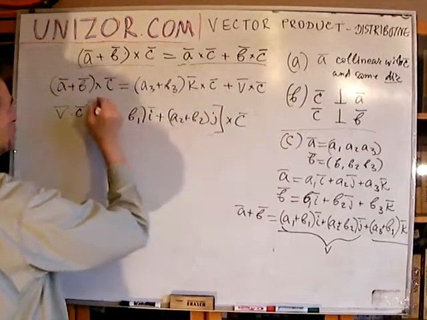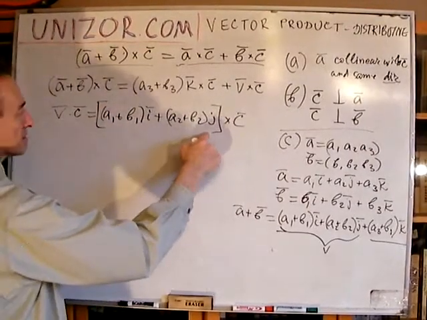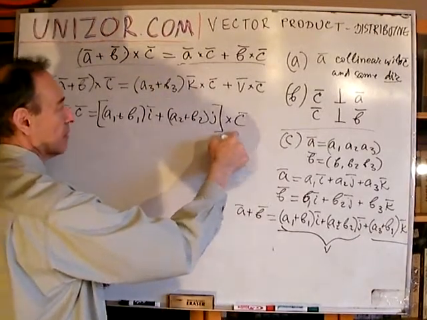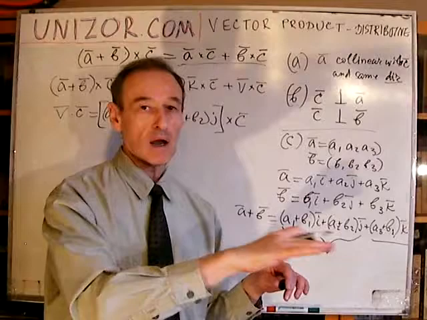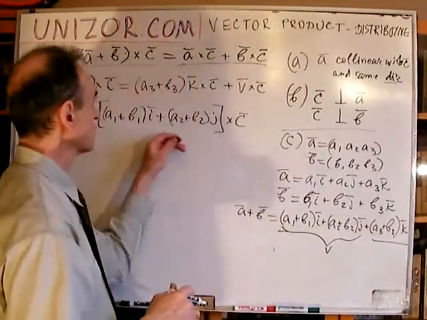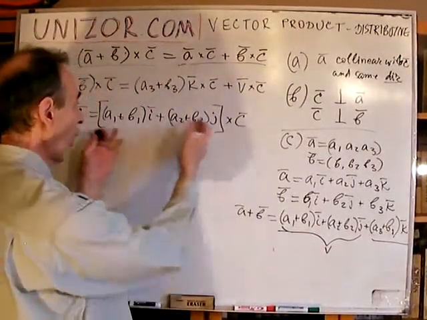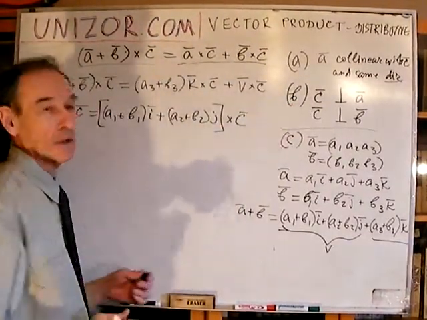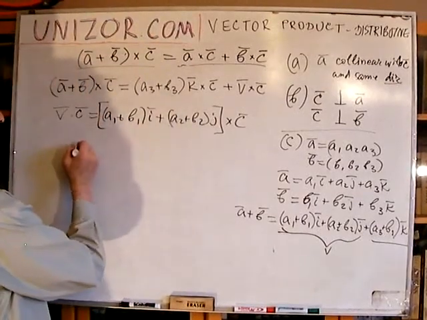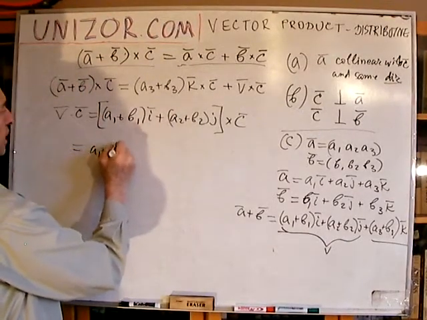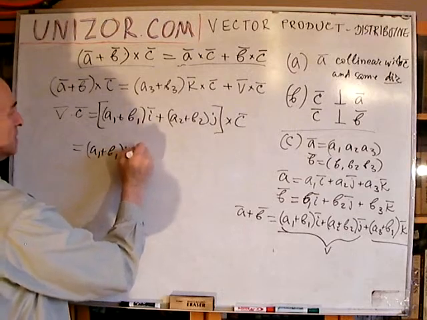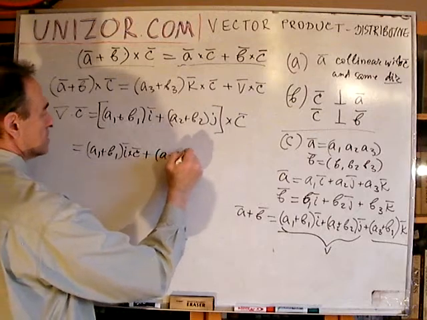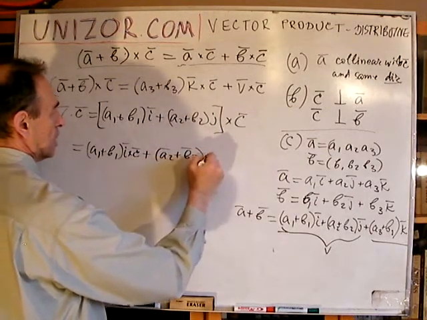Now, I consider this one as A and this one as B. Both vectors are perpendicular to C because they're both in the horizontal plane. They are combinations of I and J. Therefore, I can open the parentheses here as well, because of the second theorem which I have proven. So that would be (A1 plus B1) IC plus (A2 plus B2) JC.